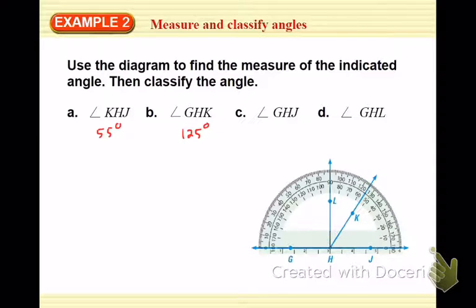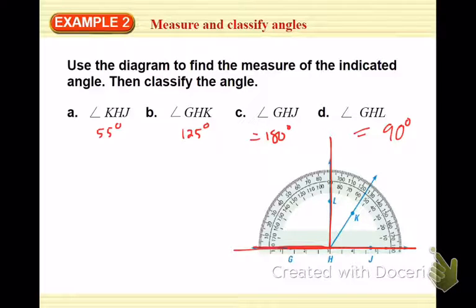GHJ. GHJ is this angle right here, which is a straight angle. It's flat. And it's going to measure 180 degrees. And then GHL is this angle right here, which there's no ambiguity. There's only one set of numbers that, or actually using either set of numbers will get you to 90 degrees. And that's so obviously a right angle. Okay? So it's measuring and classifying there.